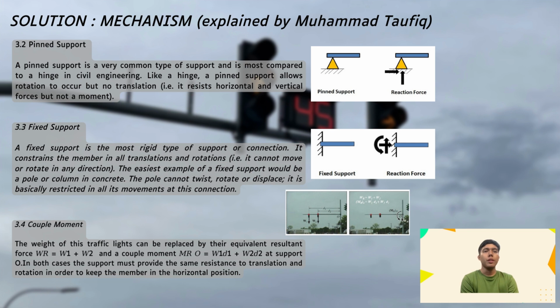Last one, couple moment. The weight of this traffic light can be replaced by the equivalent resultant force WR equal to W1 plus W2 and a couple moment MRO equal to W1 D1 plus W2 D2 at support O. In both cases, the support must provide the same resistance to translation and rotation in order to keep the member in the horizontal position. So on the slide, you can see the picture of the support, fixed support and the couple moment.